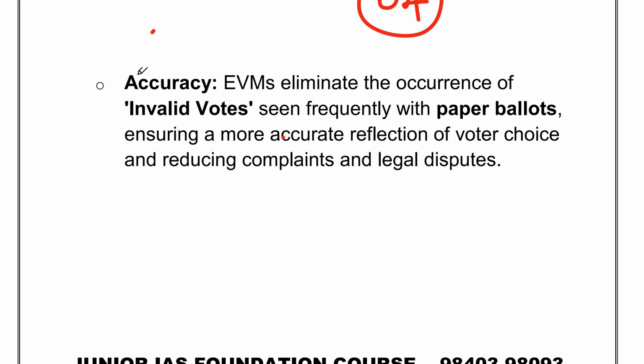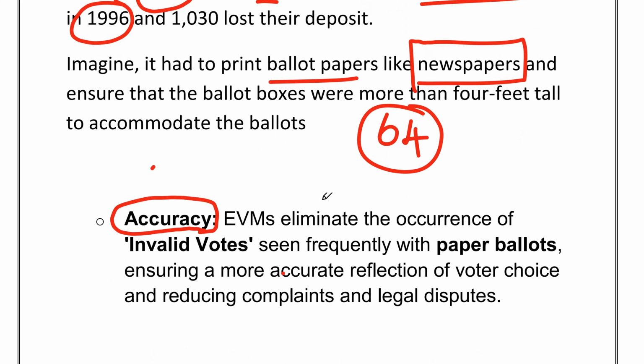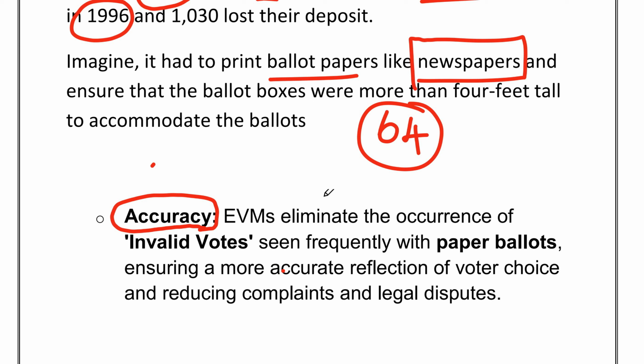Why EVM? What are the advantages of EVM? Accuracy. Accuracy means what? With paper ballots we have invalid votes, but in EVM there are no invalid votes. All votes become valid. Very good. Easy to count. This can be done electronically. So counting accuracy is there.